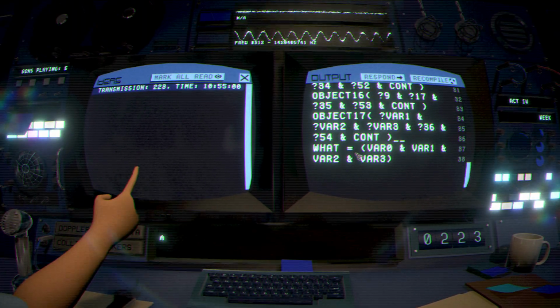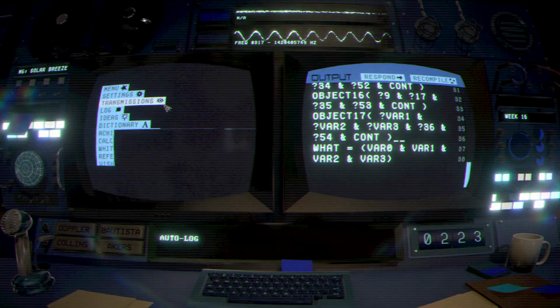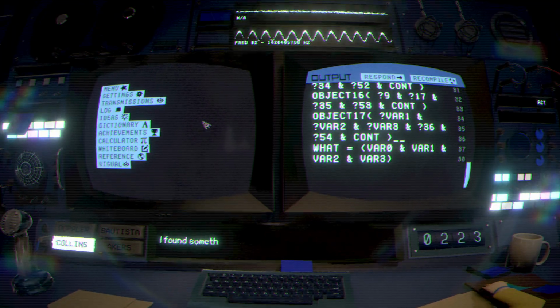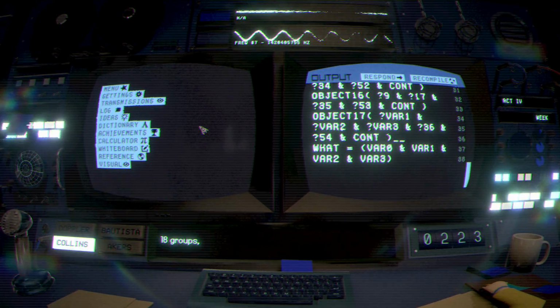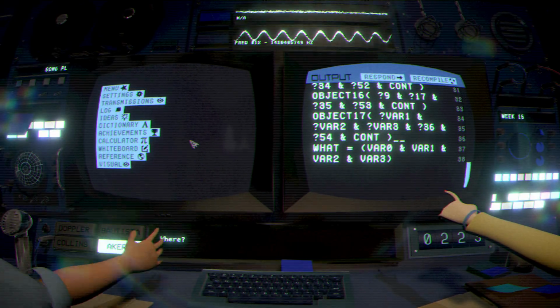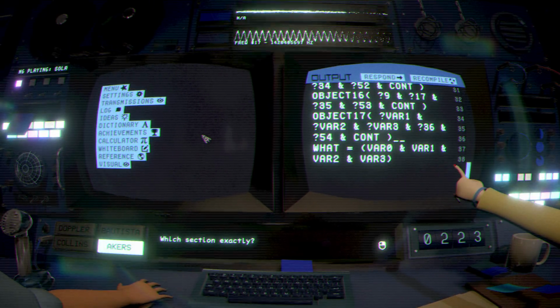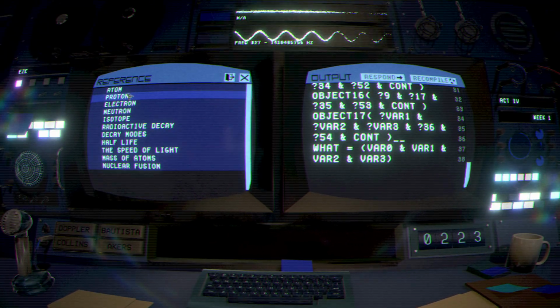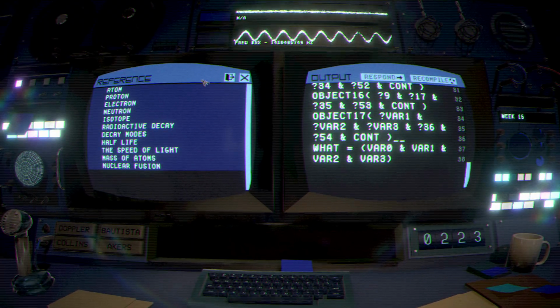Nice. I have to reread that. I didn't quite understand what they're saying. Hold on. I found something. 18 groups. I found something with 18 groups. Check the reference tab. Which section? Exactly, the periodic table. Yeah, I understand. I'm there. I get that part.